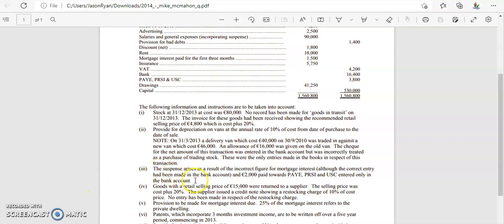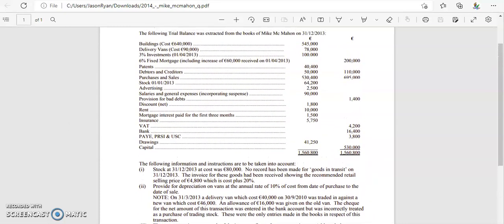Okay, so let's look at the third adjustment for McMahon 2014 sole trader question. The suspense arises as a result of the incorrect figure for mortgage interest, although the correct figure has been made in the bank account. So it's saying that mortgage interest is wrong. The first thing we need to do is find out how much the mortgage interest should be. So we're going to look at the question.